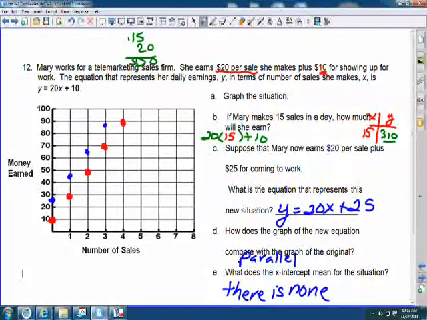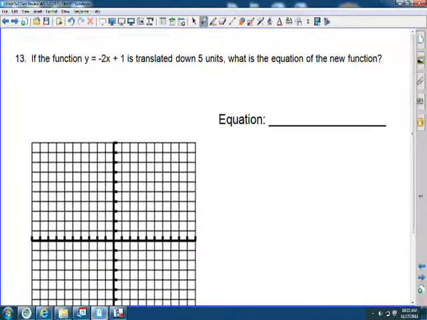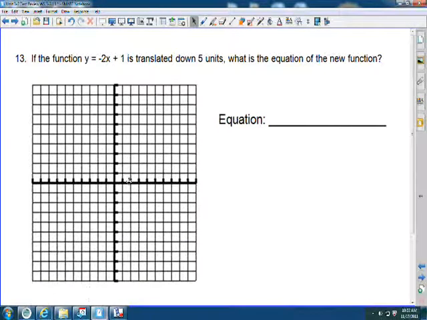Okay, so let's try the next problem. Maybe. There we go. Here we go. It says, if the function y equals negative 2x plus 1 is translated down 5 units, what's the new equation, new function?